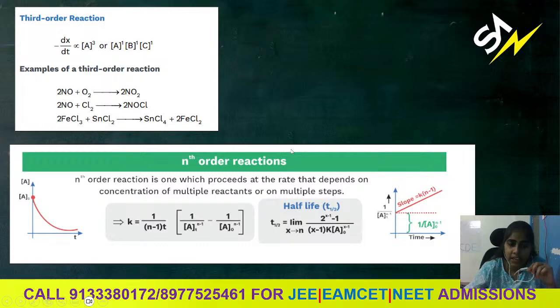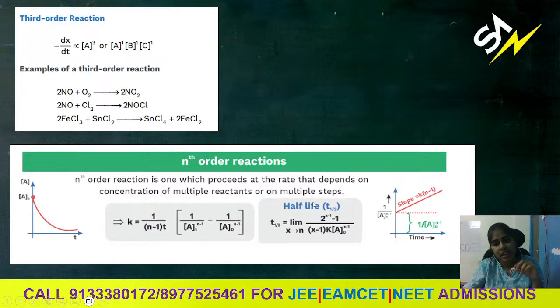And if it is nth order, so till now we have seen zero order, first order, second order, third order. So we can write rate equations for all these orders. If it is the nth order, there will be a common rate equation, that is k is equal to 1 by (n minus 1) t of [1 by concentration of A at time t to the power of n minus 1 minus 1 by initial concentration of A to the power of n minus 1]. So this shows the rate equation for nth order reaction, and the graph shows in this way.